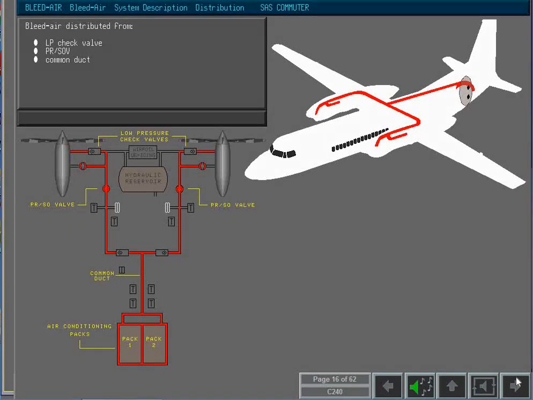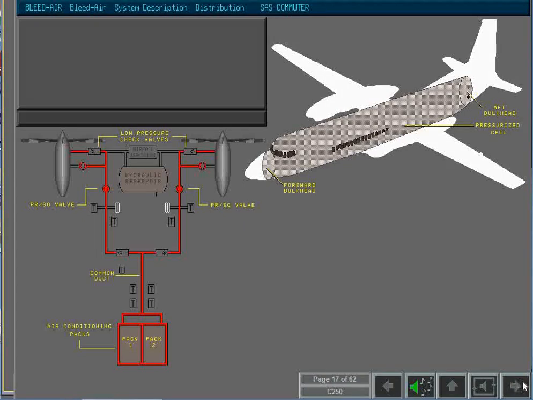The common duct divides into two inlet ducts, which feed bleed air into two identical air conditioning packs. The air conditioning packs supply ventilation to the flight deck and passenger compartments. The flight, passenger and cargo compartments form the pressurized cell in the Fokker 50. Two outflow valves control the outflow of air-conditioned cabin air and so maintain the cabin pressure. Refer to the air conditioning and pressurization module to study this subject in greater detail.